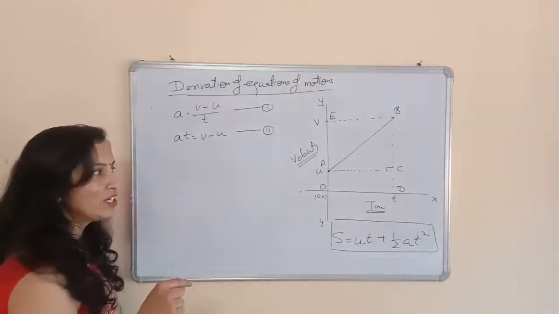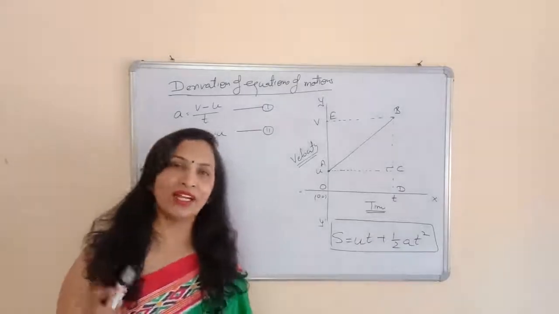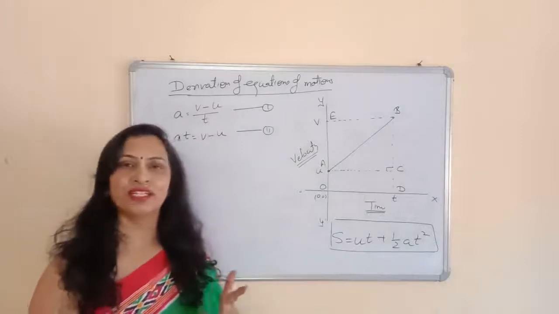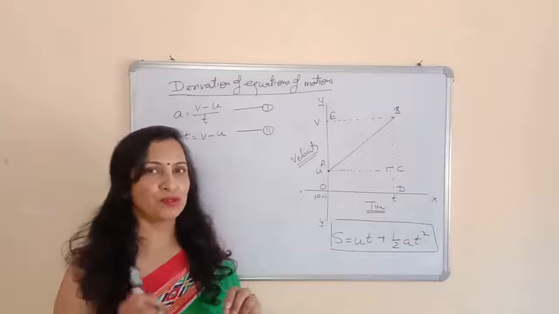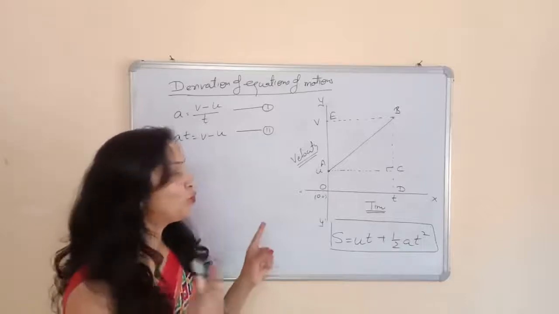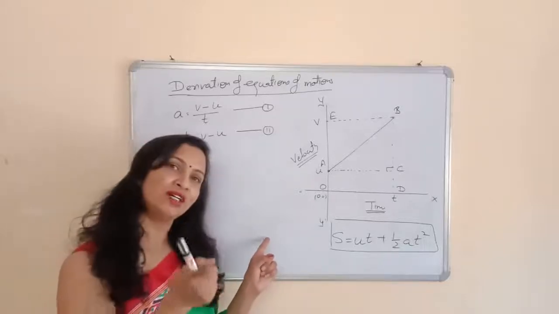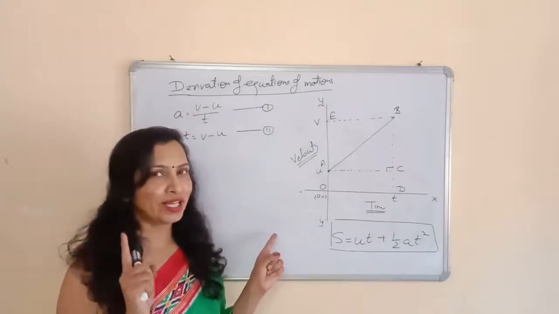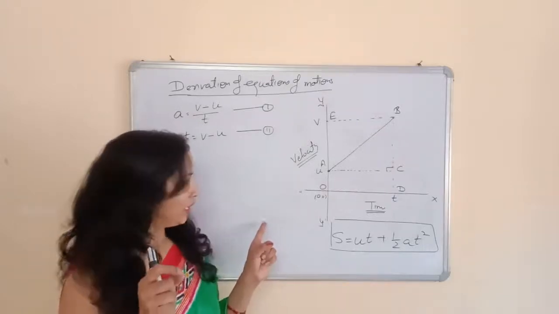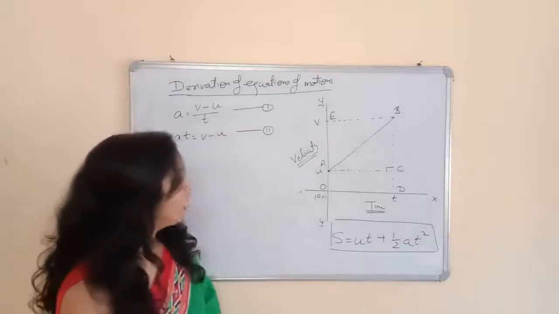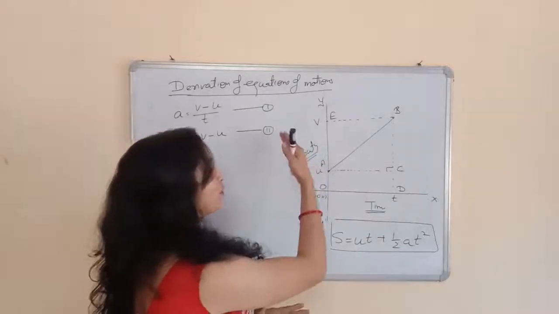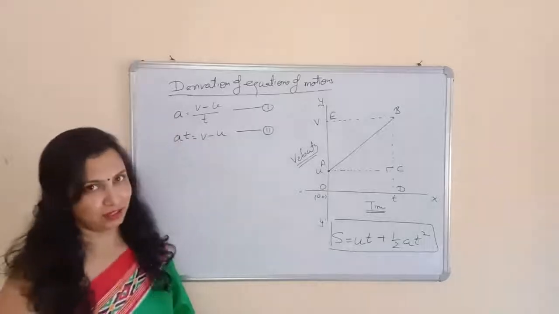So for the second derivation by the VT graph, we know that for finding the displacement by the VT graph, we have to find the, yes, I know most of you did not see the video. So again I am telling you, before going through the derivation, you have to see the first video, because it was really important video in which I explained you how can you find the displacement from the VT graph. Okay, so for finding the displacement from the VT graph, we have to find the area.